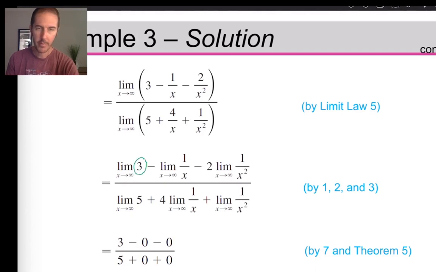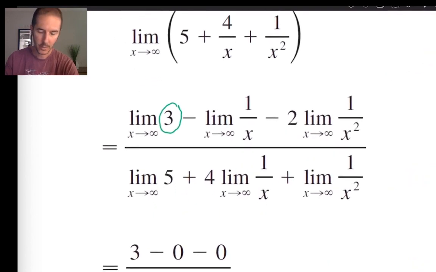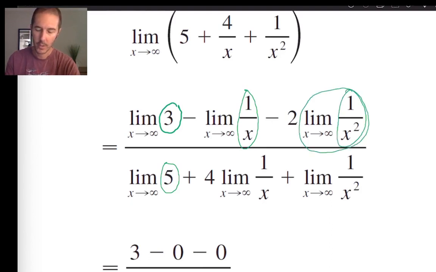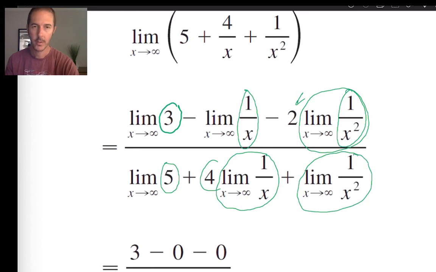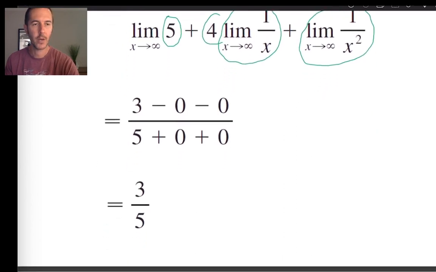3 remains a 3, no matter how large we make our x value. And similarly, 5 stays a 5, no matter how big x gets. But 1 over x, as we saw, when you make your denominator extraordinarily large, this fraction is going to equal 0. The same thing applies here, so that this entire limit becomes a 0, and 2 times 0 is going to be 0. Same thought process in the denominator. This limit evaluates to 0 times 4, 0, and 1 over x squared. That limit also evaluates to 0, leaving us with this bit of arithmetic and a final answer of 3/5.